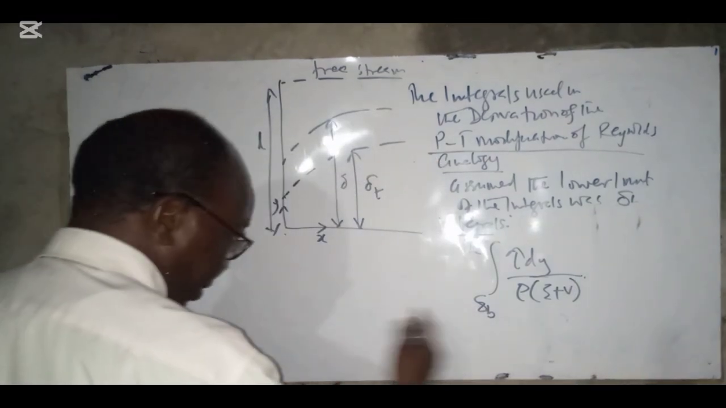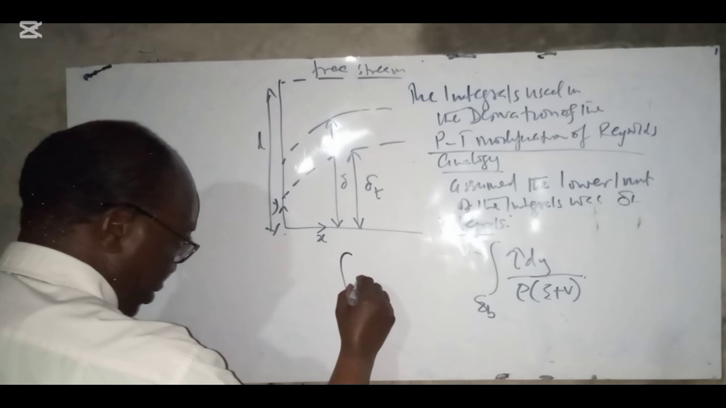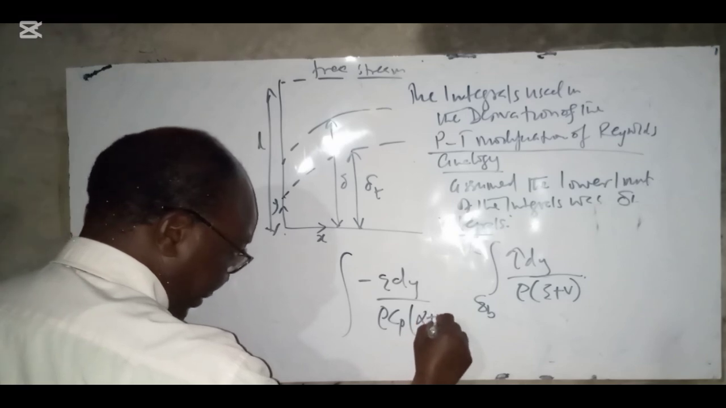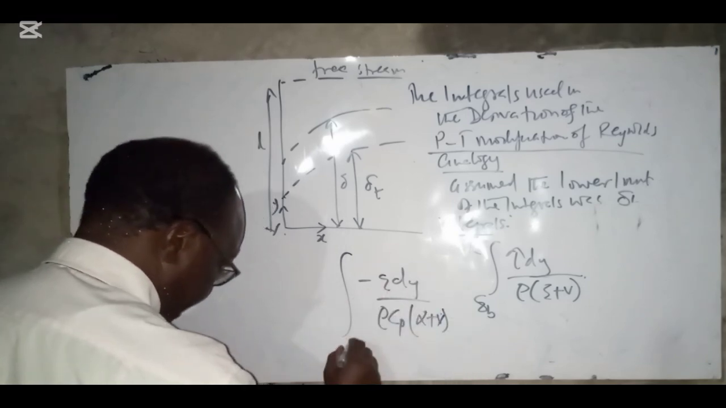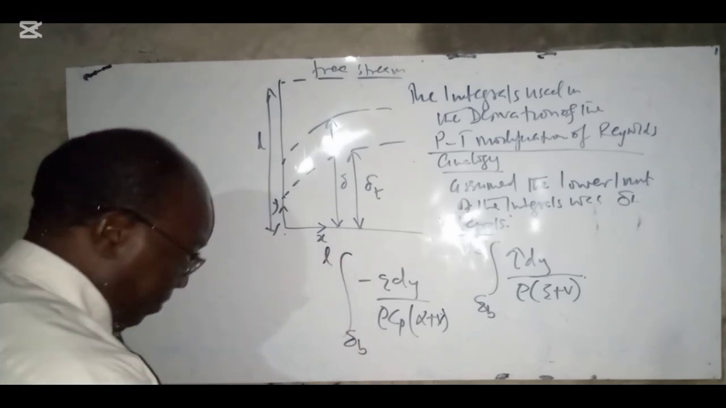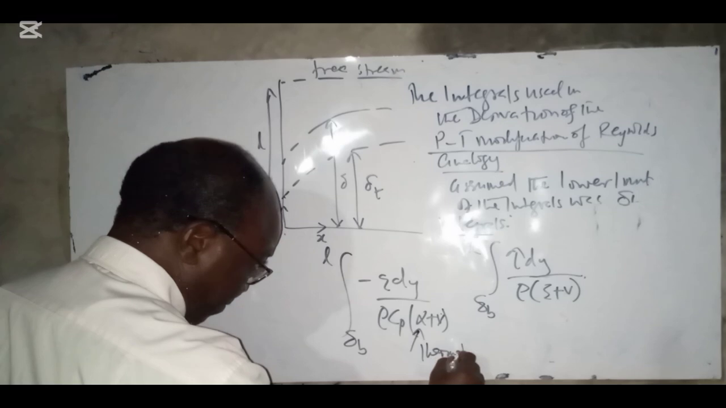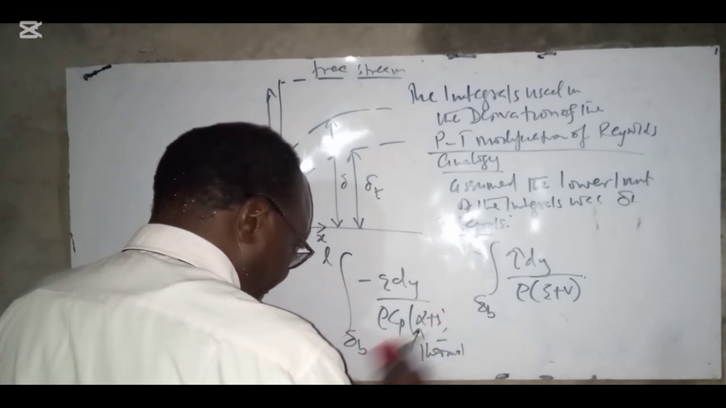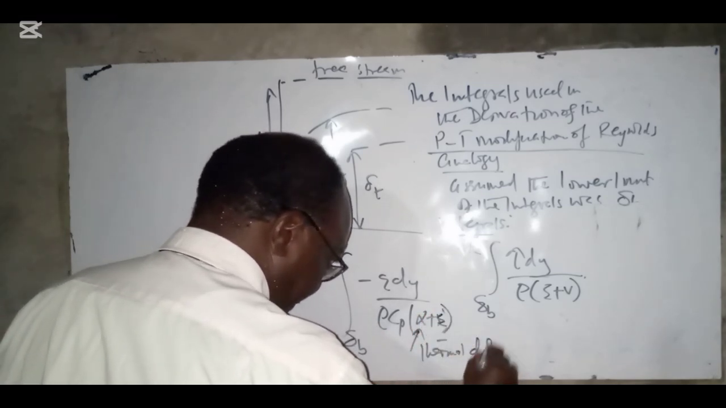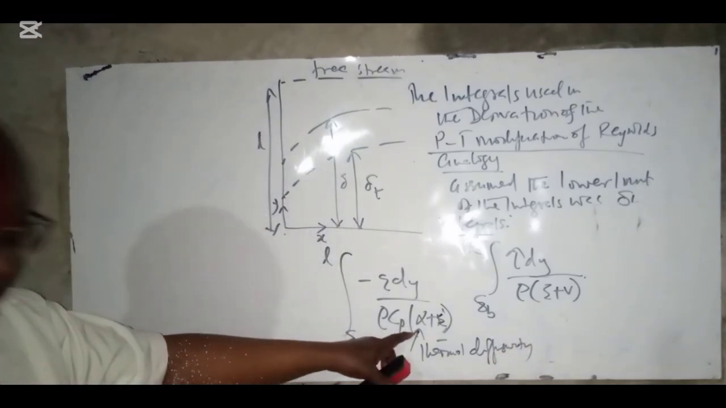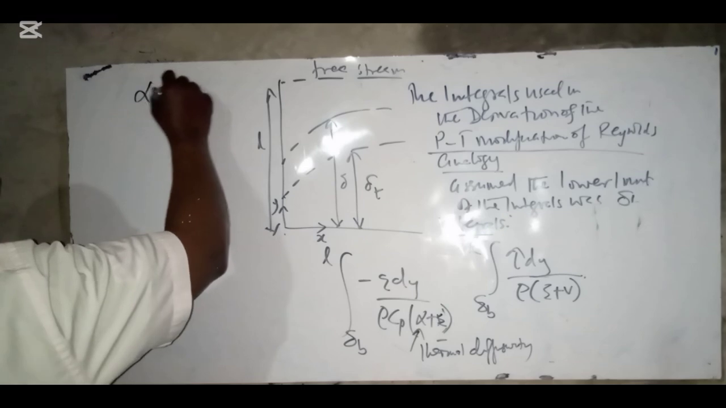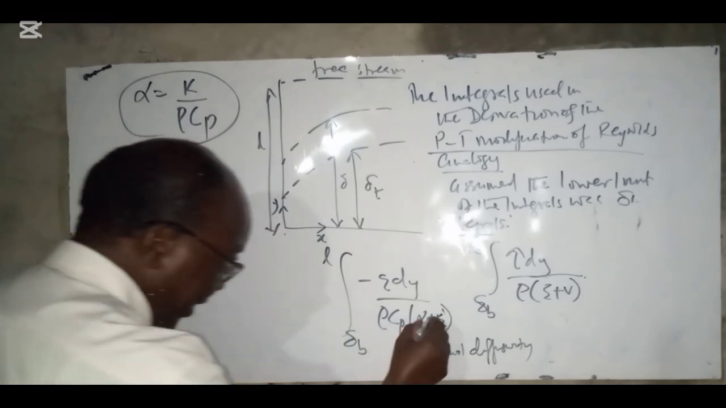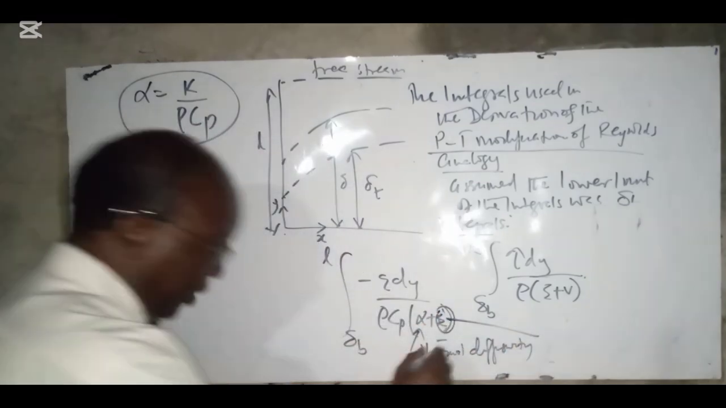Let me just write it elsewhere. The other one was the integral of minus q dy over rho Cp times (alpha plus eta), and again from sigma b to L. And remember, alpha is the thermal diffusivity. Alpha is equal to K over rho Cp, thermal diffusivity. And eta is the eddy diffusivity associated with the heat transfer.